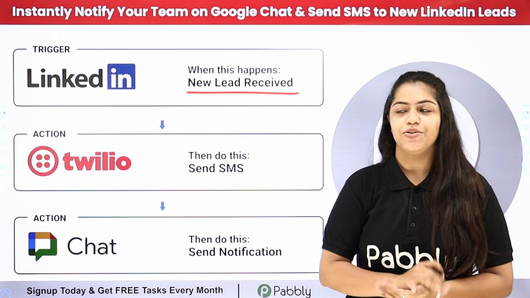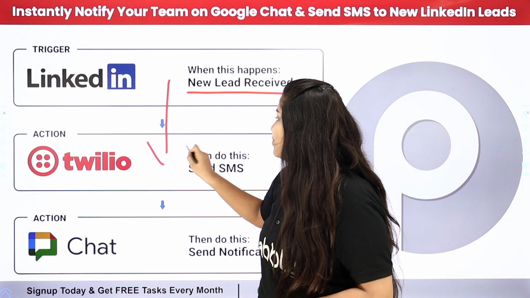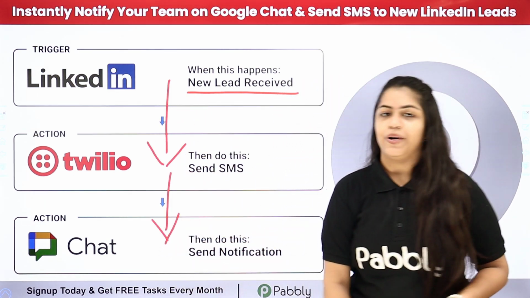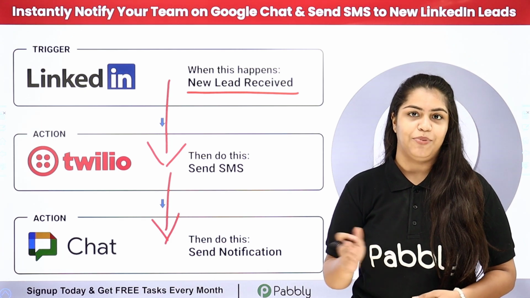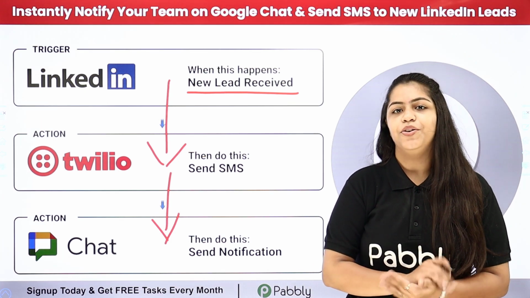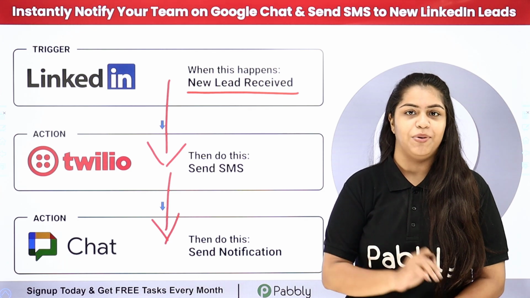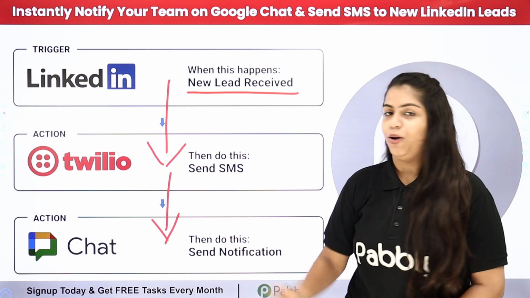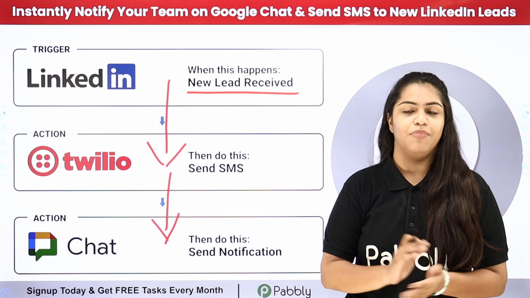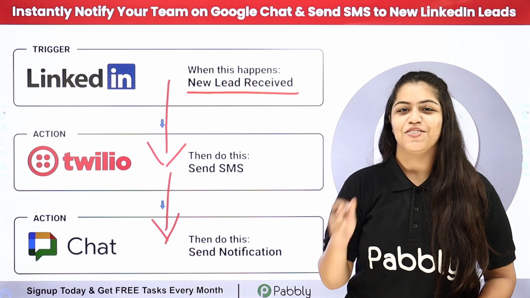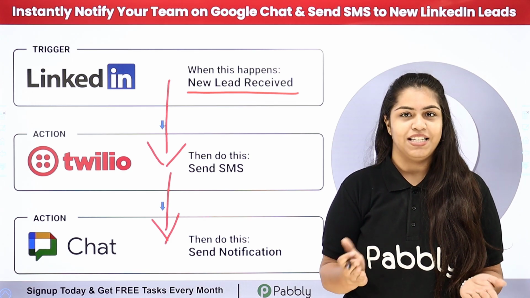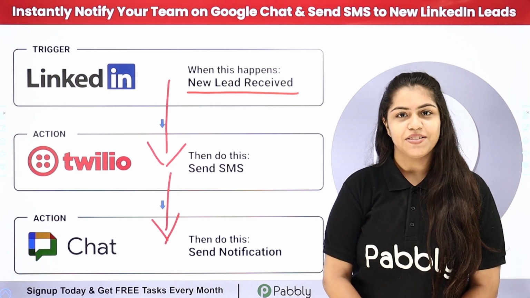So to do this, we are going to create a connection between LinkedIn, Twilio and then Google Chat. To create this connection without knowing any programming or coding language, we are going to use Pabbly Connect. It is an amazing automation software. So I'm going to do all of this procedure so that I can convert my leads into paying clients. So do you also wish to learn this process step by step? Then let me take you to my computer screen.